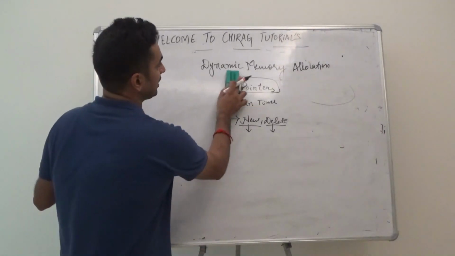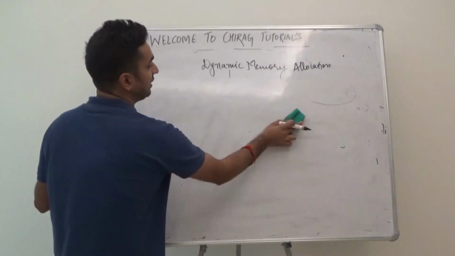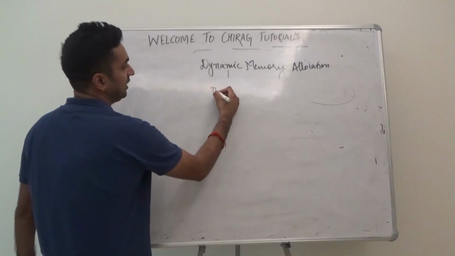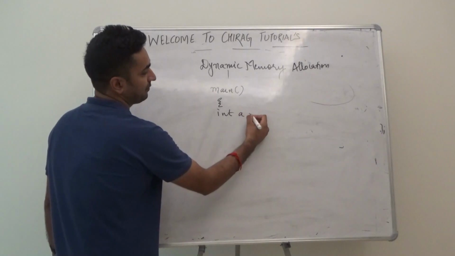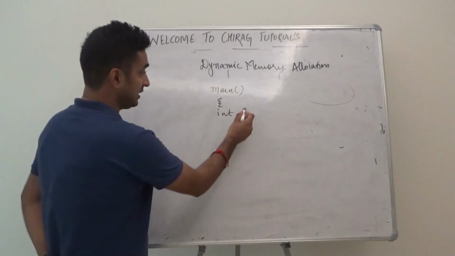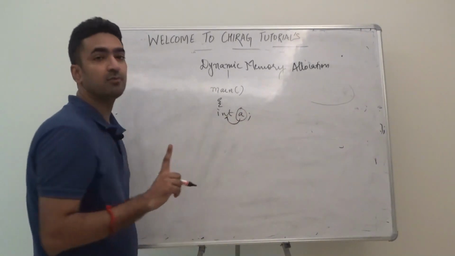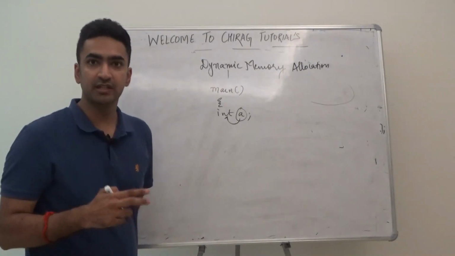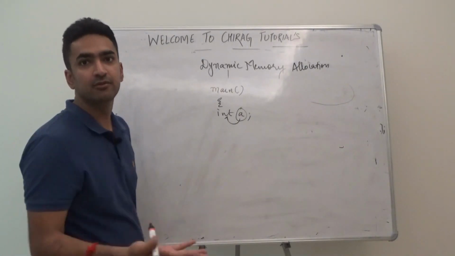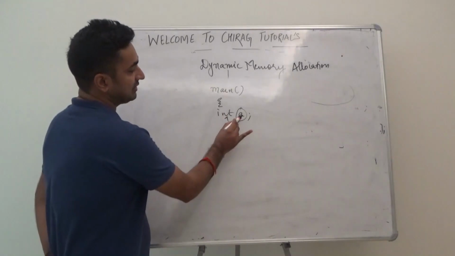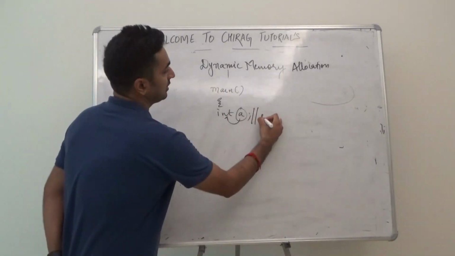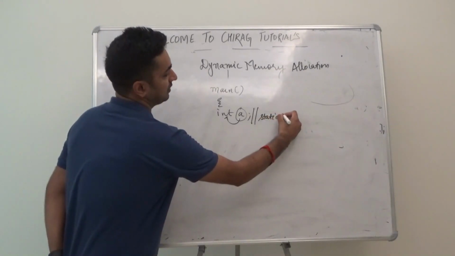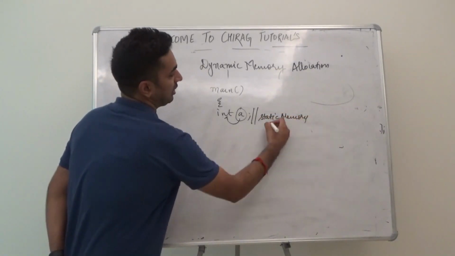So let's take a particular example. I am declaring a variable in main, int a. It means this a is of integer type. It depends upon your compiler whether it is 2 bytes, 4 bytes or 8 bytes. Let's say this a is getting 2 bytes over here. This is known as static memory allocation.